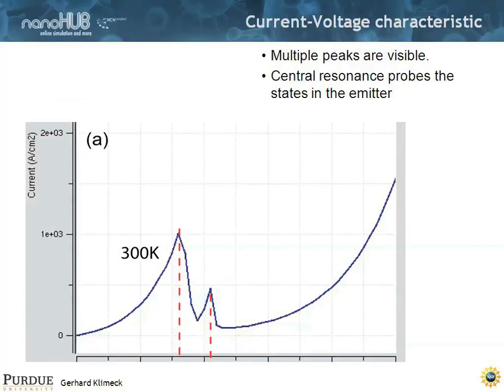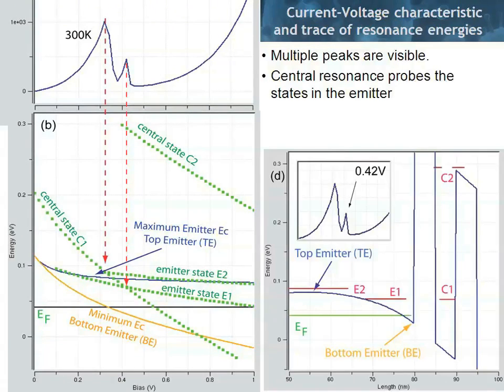So again, what you pick up in the current voltage characteristic are multiple peaks, and the central resonance probes the states in the emitter. Okay?